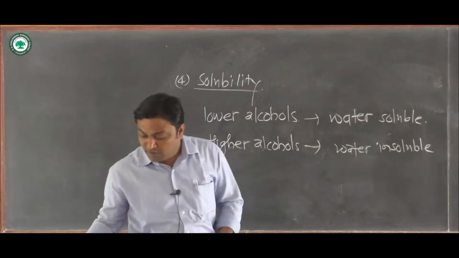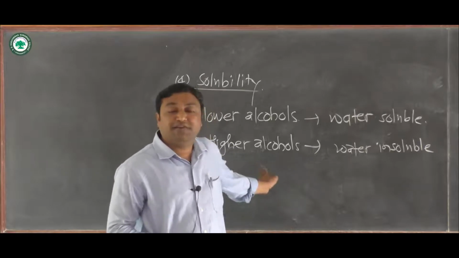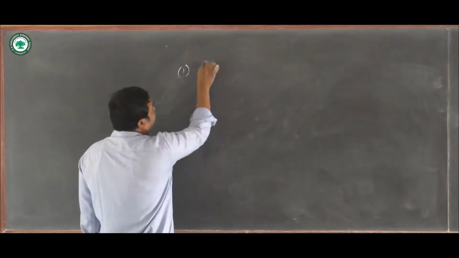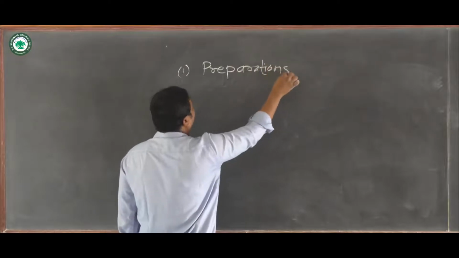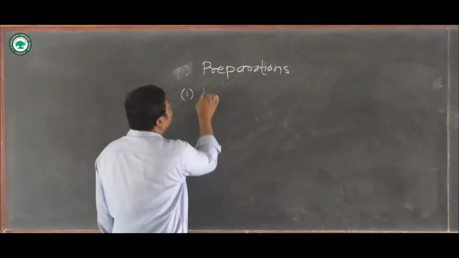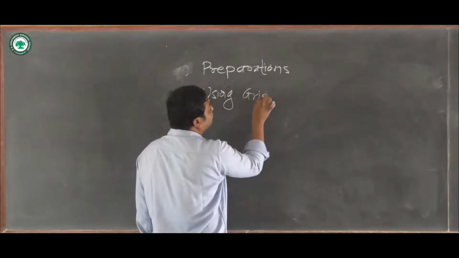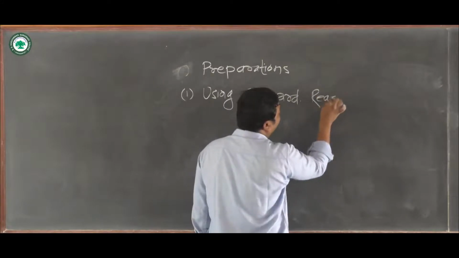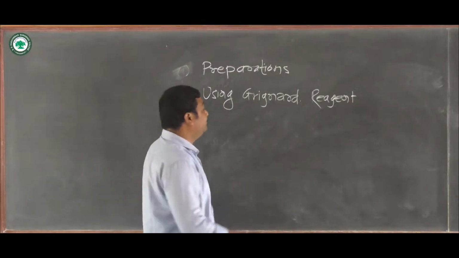Now we have to move towards our next topic, that is preparations of alcohol. The first preparation is nothing but using Grignard reagent. That is nothing but RMgX.